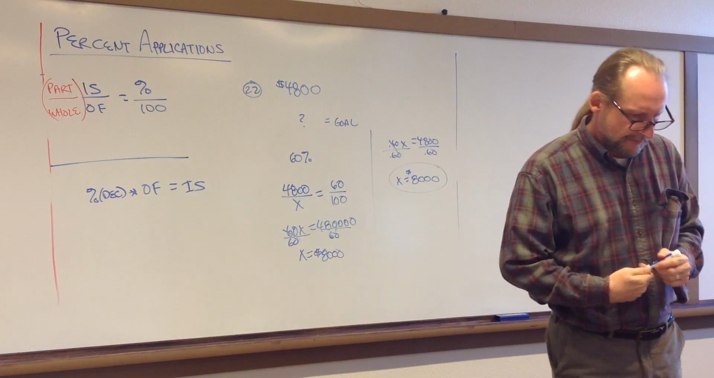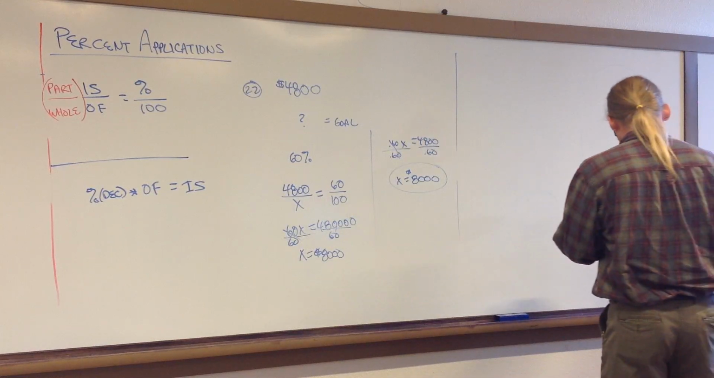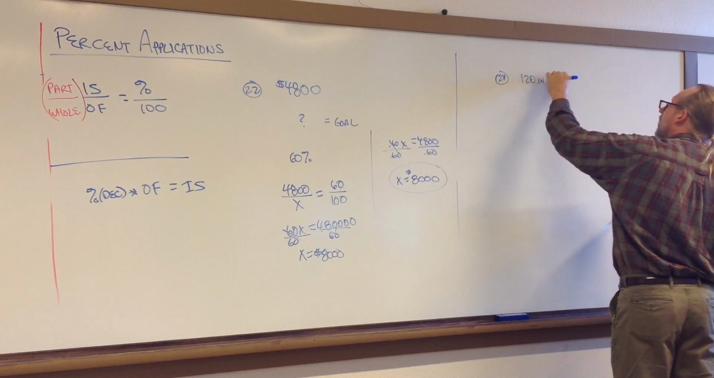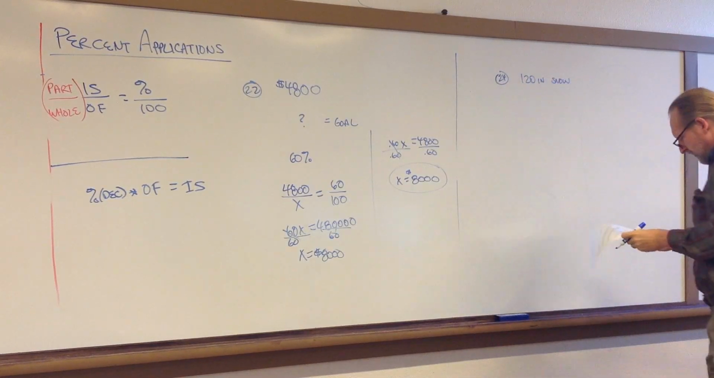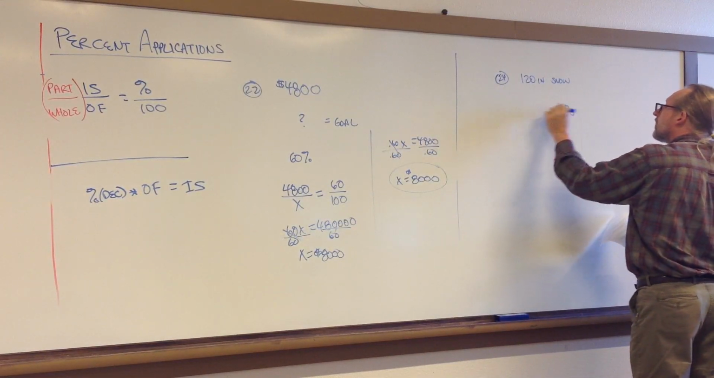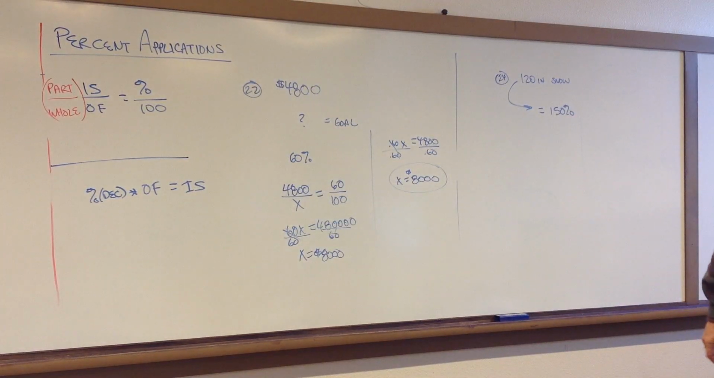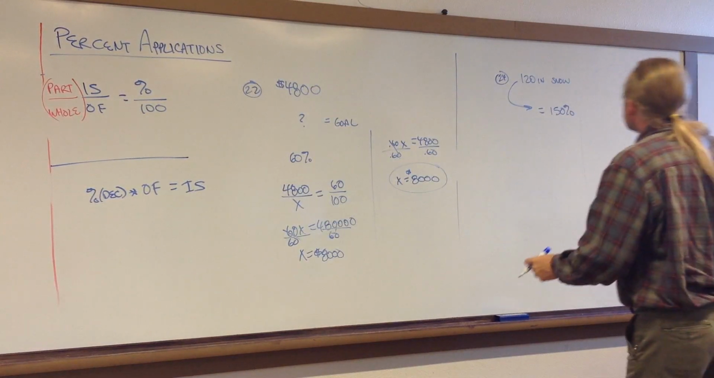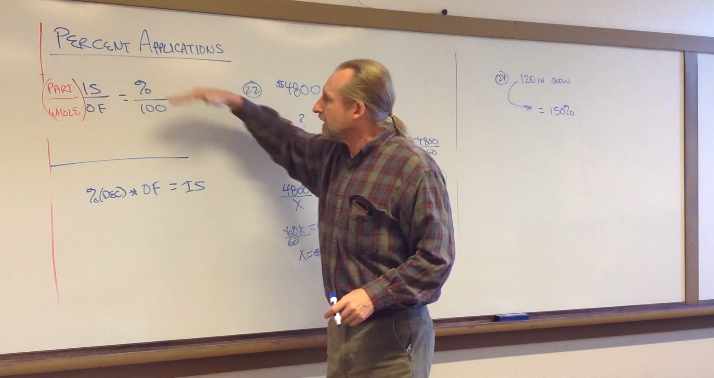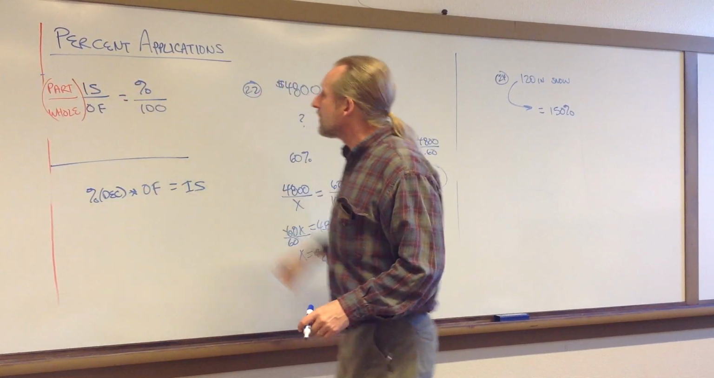Okay, 24. Flagstaff, Arizona received 120 inches of snow one year. This was 150% of the normal snowfall amount. What is the normal snowfall amount? So this problem's a little bit tricky because this percentage is over 100. Okay, so I've talked about this a couple times. If the percentage is over 100, then your part will actually be bigger than the whole.